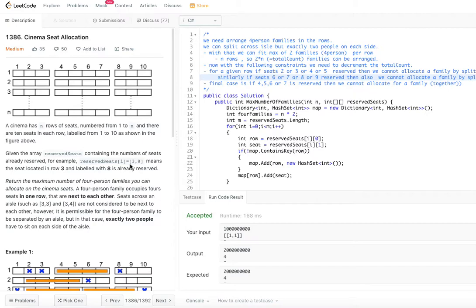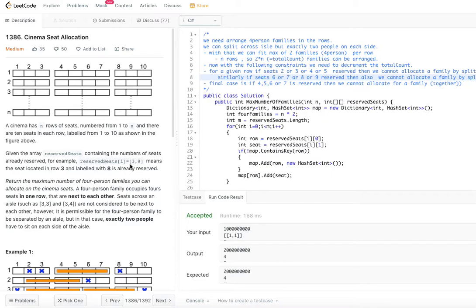So out of the 4 people, 2 will be sitting in seats 2, 3, and the other 2 people sitting in 4 and 5. That's one possible case. The other possible case is 2 people could sit at 6, 7 and 2 people could sit at 8 and 9. So that is a condition. It's not like one person sitting on the left side of the aisle and 3 sitting on the right side of the aisle. That is not allowed. So exactly 2 people on each side of the aisle.